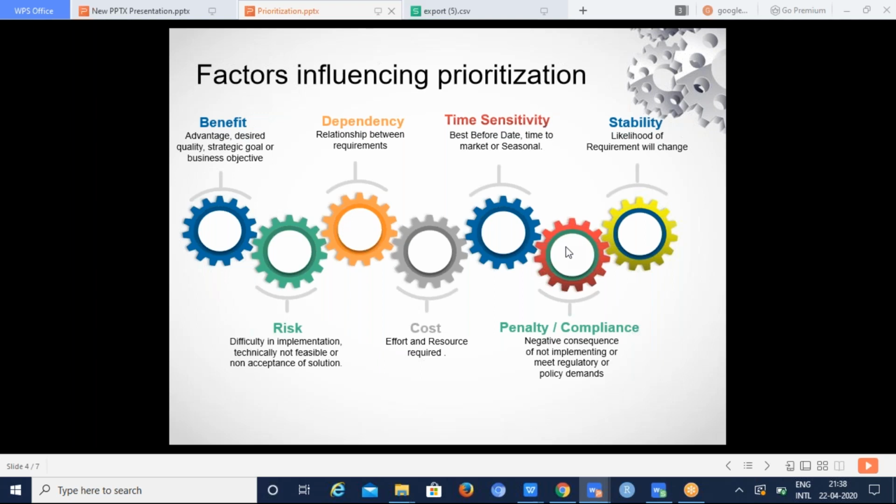And the next factor is dependency. So dependency is the relation between requirements. We have to ensure that whenever one requirement is dependent on another, we prioritize both the requirements together so that we maximize the value or we achieve what we wanted to achieve.